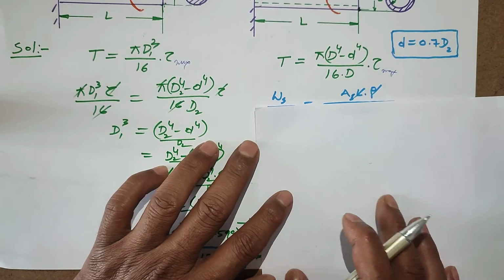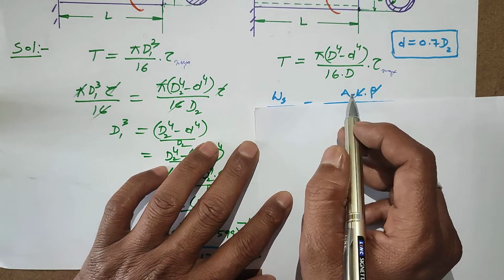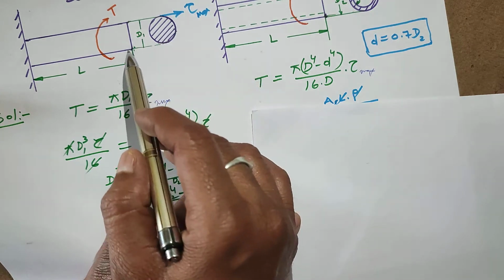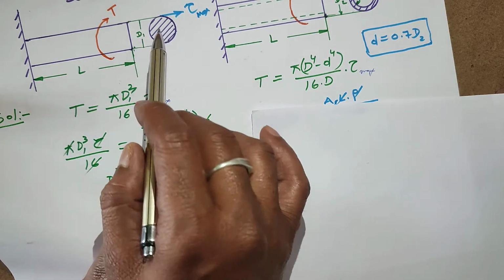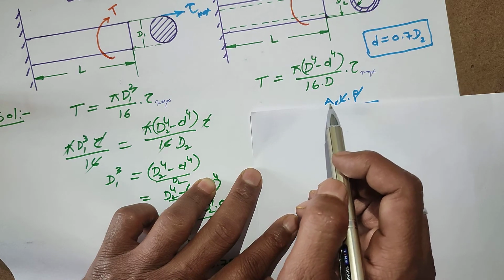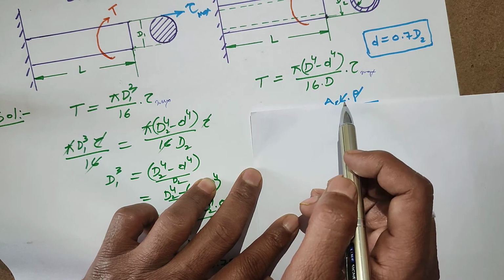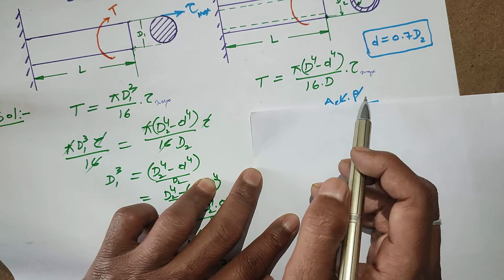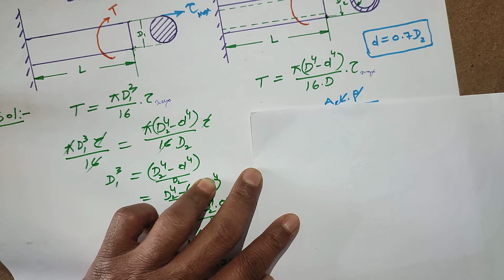Ws is equivalent to the area of cross section of this solid shaft and the length, the product of these two gives the volume, into the weight density. This is the area of the solid shaft and this is the length. The metal is the same for both shafts.